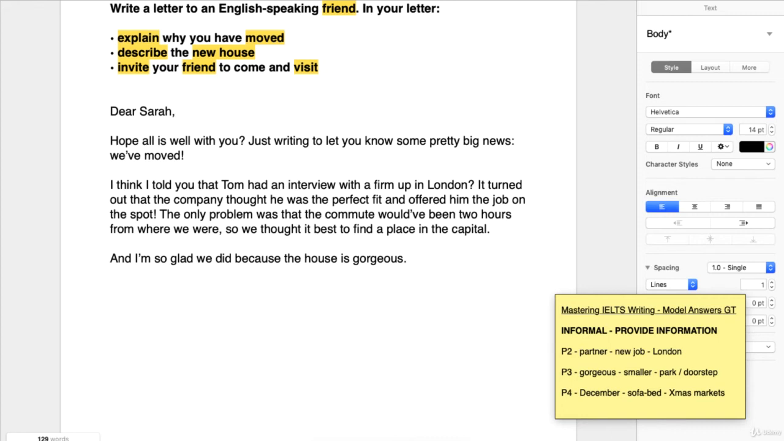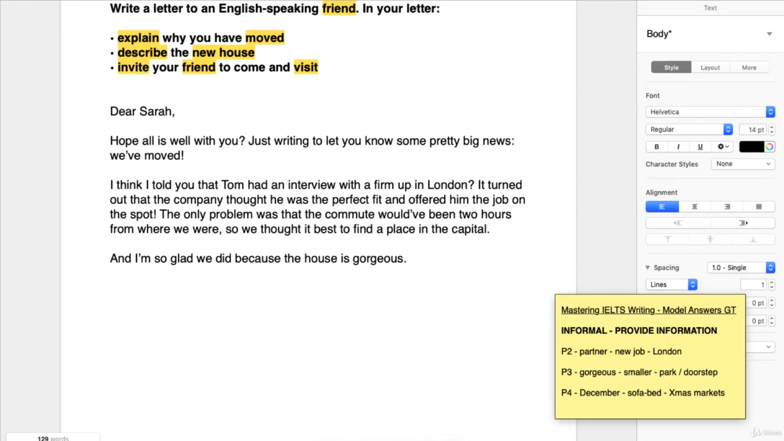If you think that this is a bit risky, starting a paragraph with an and, don't feel like you have to do it. In this case, it does improve the paragraph because it creates that sense of coherence and cohesion, but you need to make your own judgment call on whether you think it's the right time or the right place to do something like that. And I'm so glad we did because the house is gorgeous. Okay, let's go on to the next sentence.